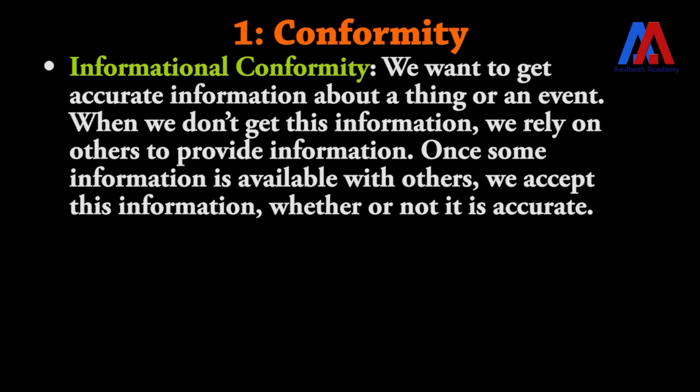Now we are going to learn about the different types of social influence. The first influence is conformity. We try to conform to the society. There are basically two types of conformity. One is called informational conformity. In this case, we want to get accurate information about a thing or an event. When we don't get this information, we rely on others to provide it. And once some information is available with others, we accept it whether or not it is accurate.